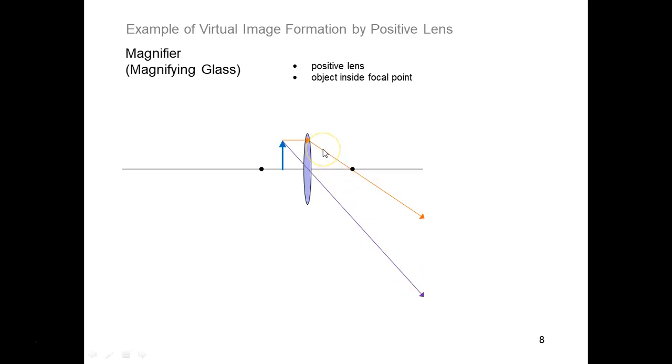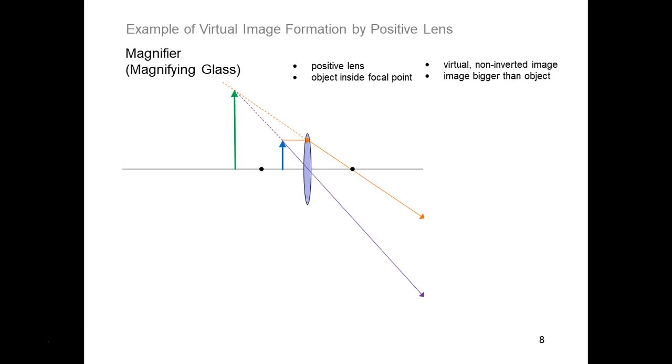To find out where that virtual image is located, just like with the plane mirror, we trace these diverging rays backwards, and they appear to come from this point right here, so that must be the tip of the image arrow, and there it is. There is our virtual image. So what do we get when we use the single positive lens as a magnifier? We get a virtual non-inverted image. It's oriented upright, just like the object is, and it will be bigger than the object. That's the whole point of the magnifier.